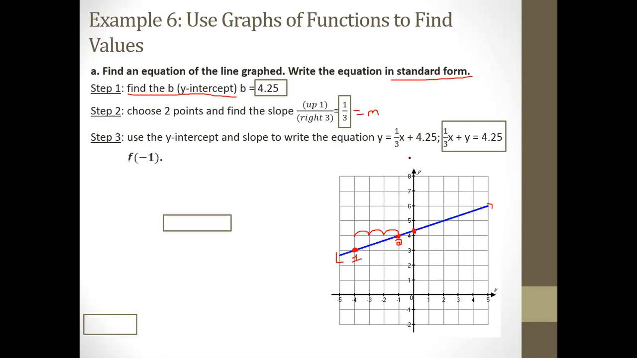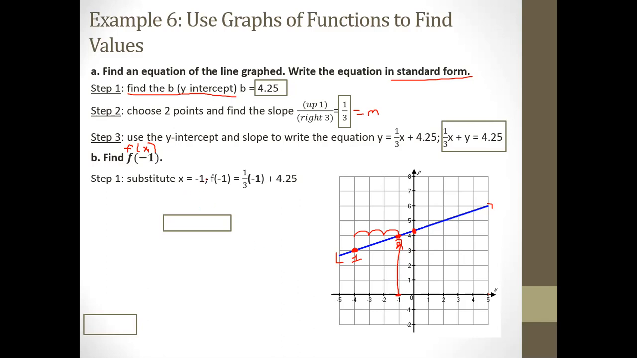Now, the second part asks us to find the value of the function when x, remember this was f of x, meaning that term that's in parentheses is our x. What is the value of this function when x is negative 1? Let's just look at our graph. When we're on the x-axis right here at negative 1, where does our graph touch? That point intersects right there at 1, 2, 3, 4.